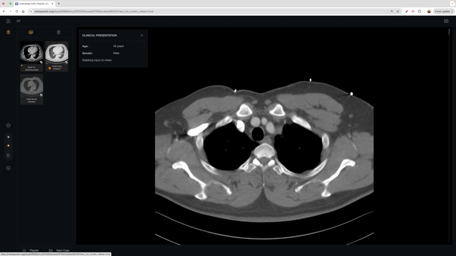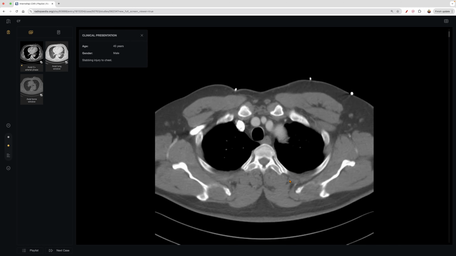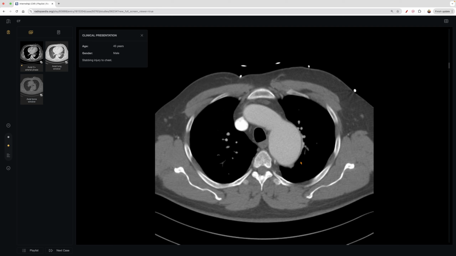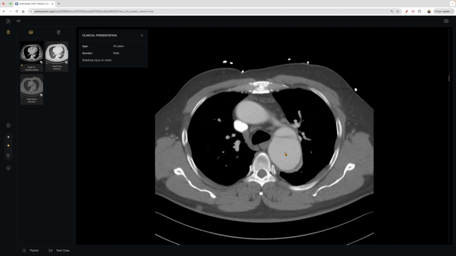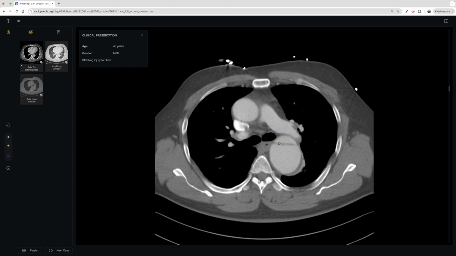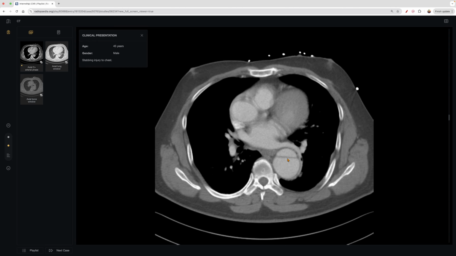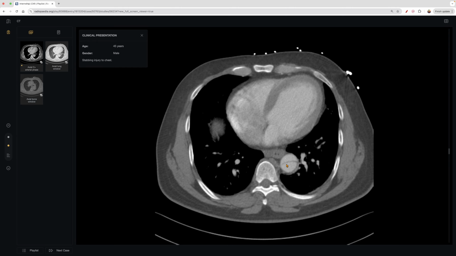And let's see the case real quick. So we'll scroll down here. So this is the ascending aorta coming into the descending aorta, and then we see this patient actually has a dissection here. And that's what's causing the widened mediastinum.